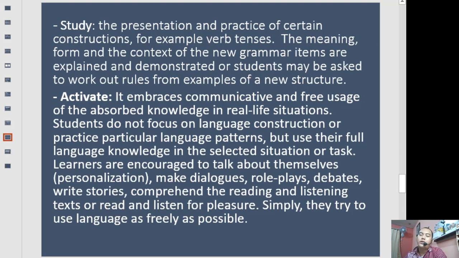Learners are encouraged to talk about themselves, make dialogues, role plays, debates, write stories, comprehend the reading and listening text, or read and listen for pleasure. Simply, they try to use language as freely as possible.